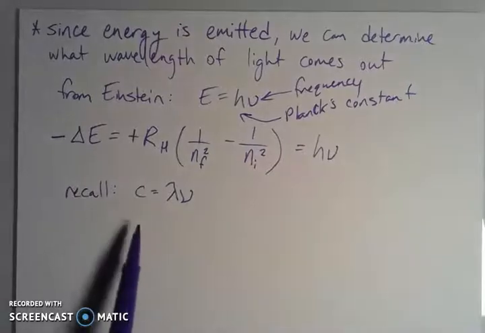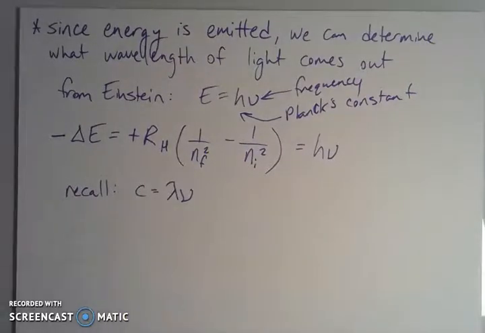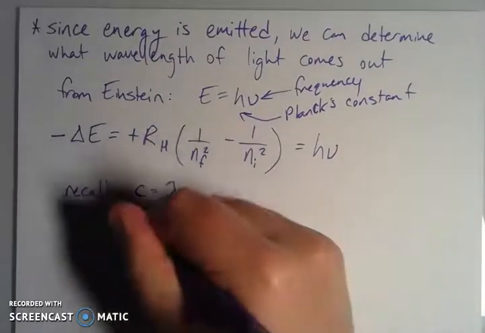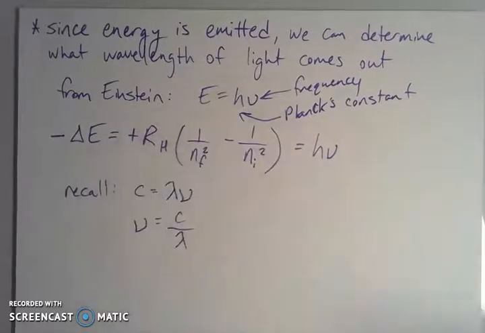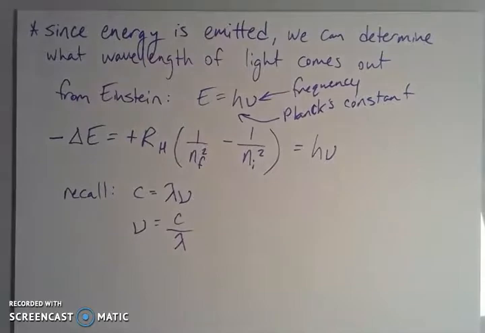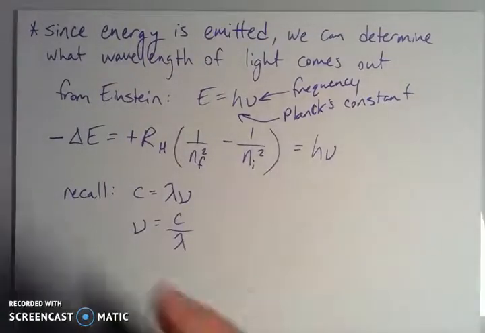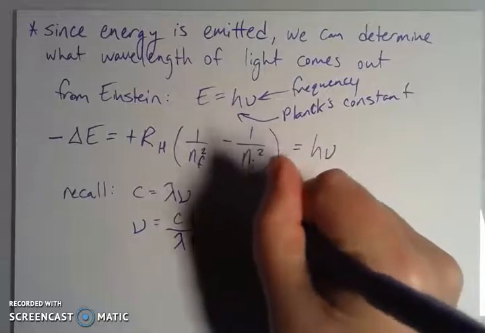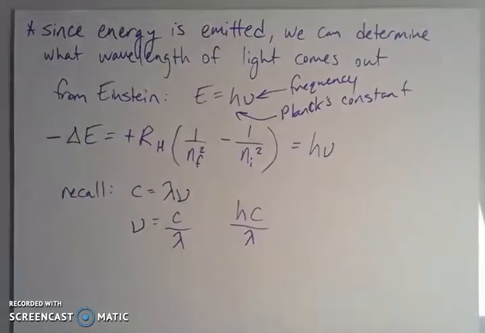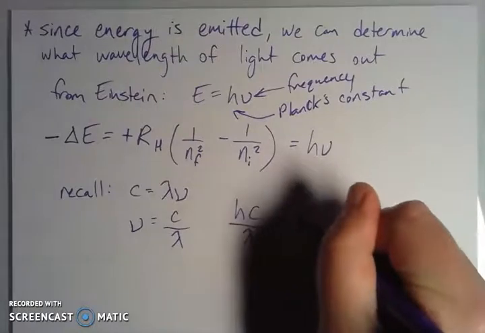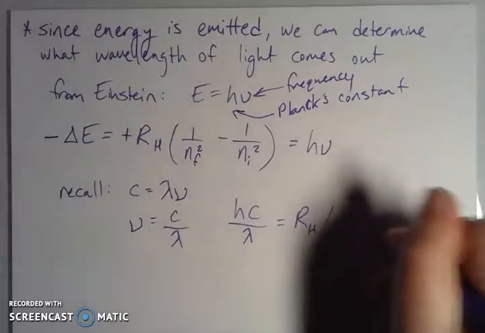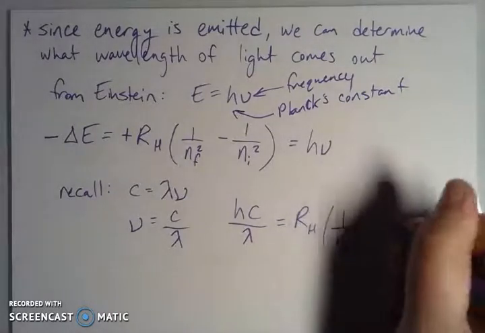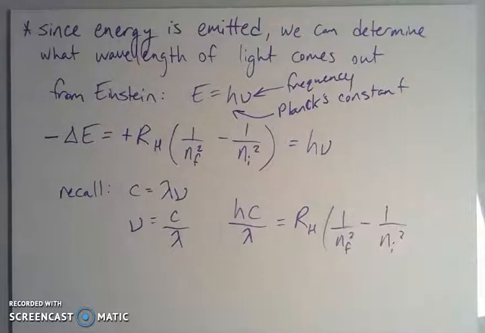Now remember that our speed of light and our wavelength and our frequency are all related by this equation. So if I rearrange to solve for the frequency, then that's going to be equal to the speed of light over the wavelength. So now I can say, well, let me plug this in for my frequency. That gives me h times my c over my wavelength, which gives me my Rydberg constant, which is now positive because we're talking about a release of energy. And then this is times my final state minus my initial state.